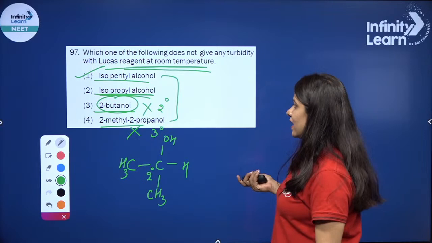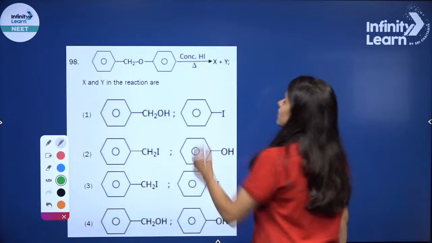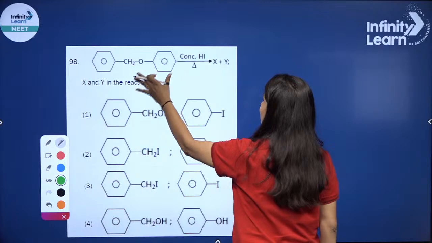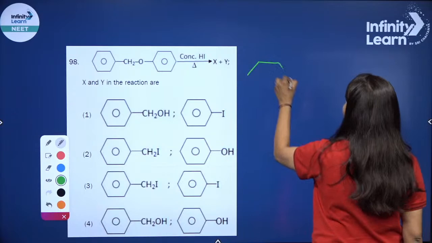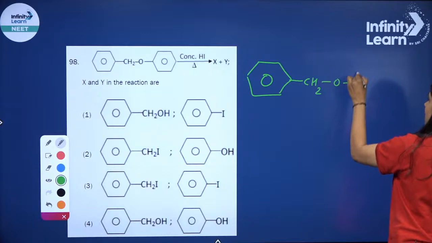Theek hai? Chalo. So, we are reacting this ether with HI. So, what will happen? Generally, in this reaction, in the first step, protonation takes place, resulting in the formation of an oxonium ion. So, CH2O and this will be, so in the first step, we will get this.